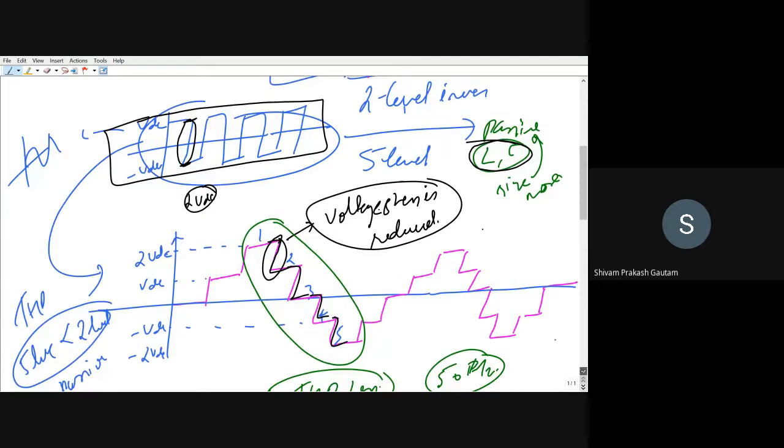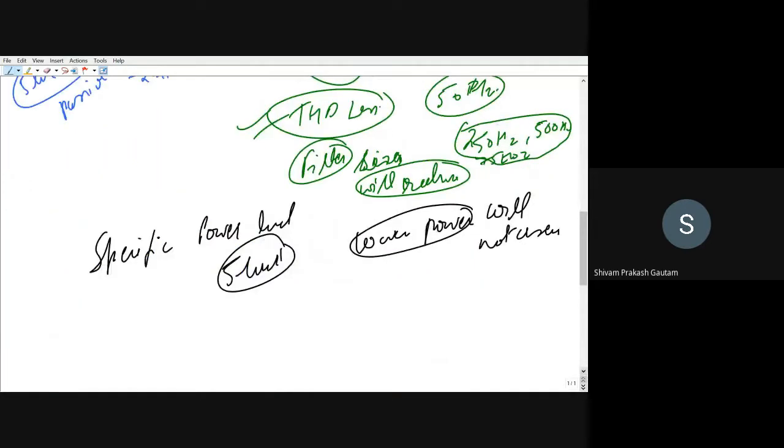So before applying it, you should also search for the power level of a 5 level inverter. What is the power level? Suppose it is 5 kilowatt or 10 kilowatt or 50 kilowatt. What is the power level?